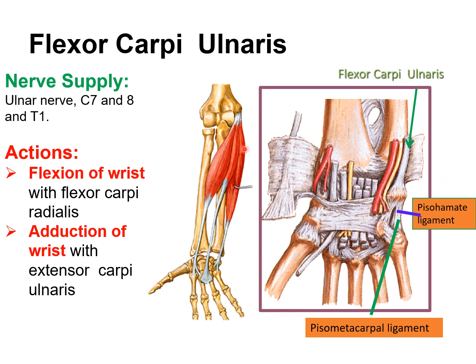The flexor carpi ulnaris causes the flexion of wrist along with flexor carpi radialis muscle. Also, it causes adduction of wrist along with extensor carpi ulnaris. The flexor carpi ulnaris fixes the pisiform bone during contraction of the hypothenar muscles.